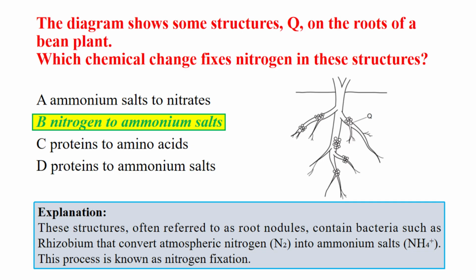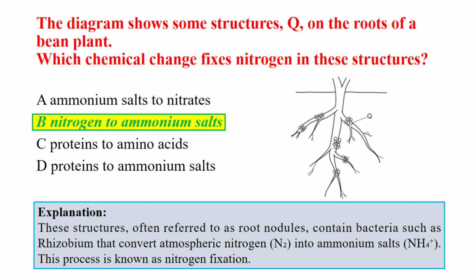Here are your options. A. Ammonium salts to nitrates. B. Nitrogen to ammonium salts. C. Proteins to amino acids. D. Proteins to ammonium salts. The correct answer is B. Nitrogen to ammonium salts. But why is this the right choice?